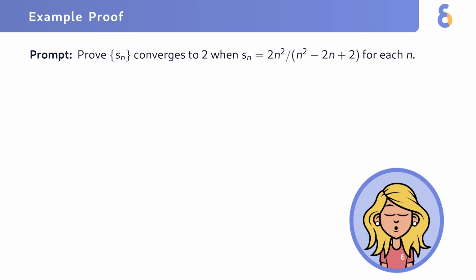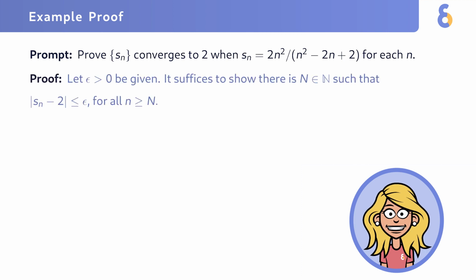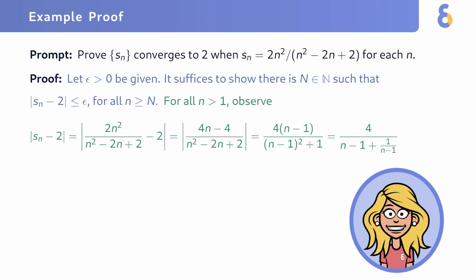Alright, let's walk through an example together. Suppose I need to show Sn converges to 2 when Sn equals 2 times n squared over n squared minus 2n plus 2. The first step is to paste in the phrase we just talked about. Step 2 is to observe we can use algebra to rearrange Sn minus 2 to 4 over n minus 1 plus 1 over n minus 1.